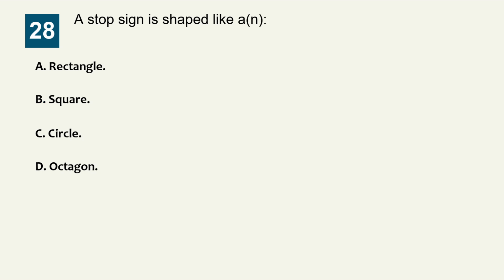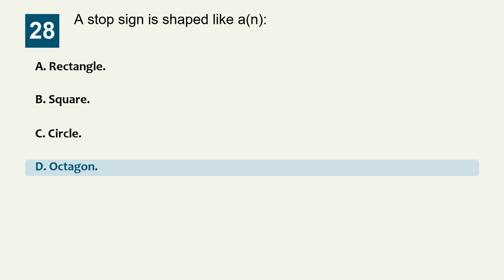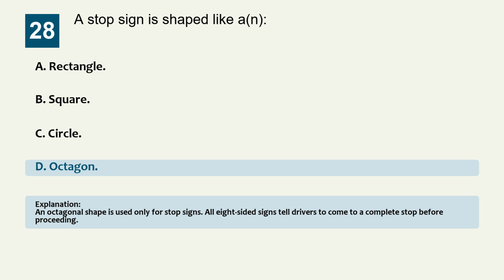Question 28. A stop sign is shaped like a: Option A, rectangle. Option B, square. Option C, circle. Option D, octagon. The correct answer is option D, octagon. Explanation: an octagonal shape is used only for stop signs. All 8-sided signs tell drivers to come to a complete stop before proceeding.